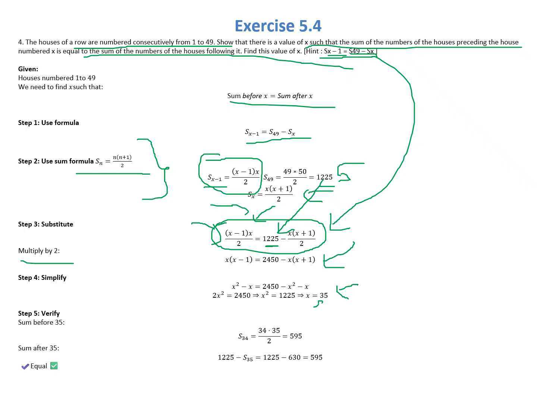Then we'll verify this by substituting the value. When we look at the sum before 35, which is the sum of 34 terms, the answer is 595. Then to find the rest of the value, we subtract the sum of the first 35 terms from the sum of the 49 terms. The rest of the value is also 595. So the value before the 35th term is 595 and the value after the 35th term is 595. So we'll move to the next question.